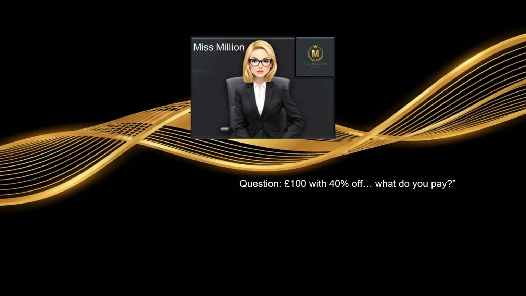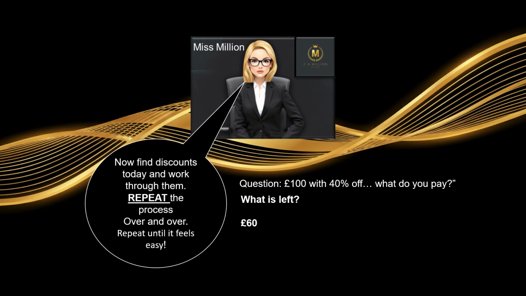So by now you should be able to do this. Question: £100 with 40% off. What do we end up paying? £60, because you know that you have got 2 parts. You know that if you have 100 parts and then you take away 40, you know that you're left with 60. So we are going to end up paying 60.